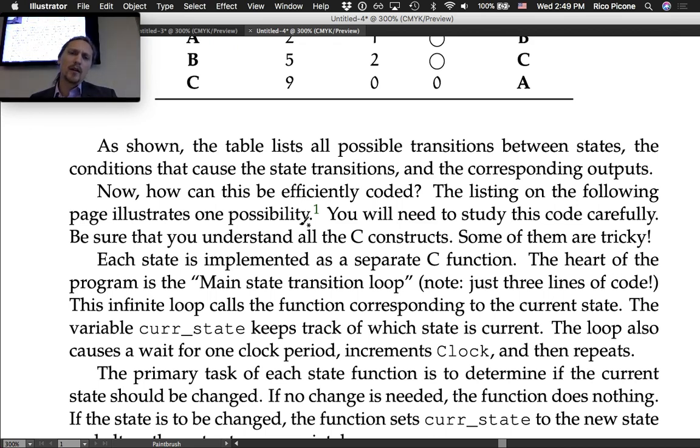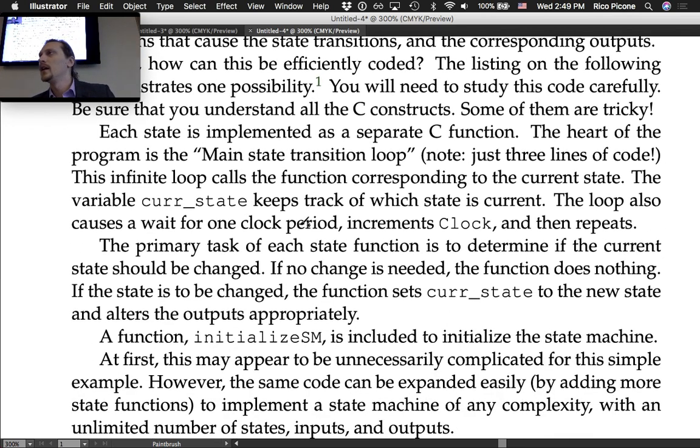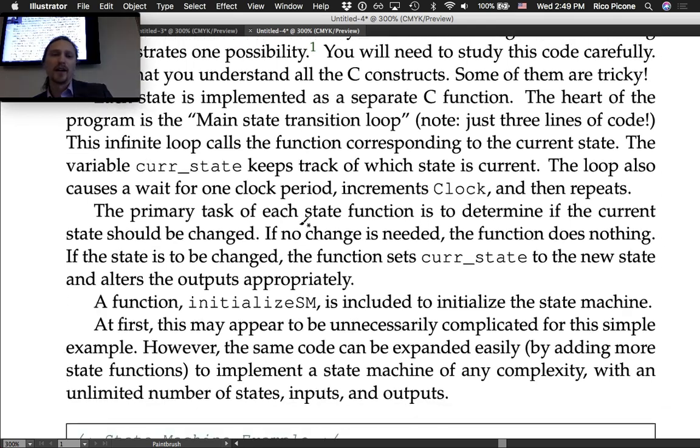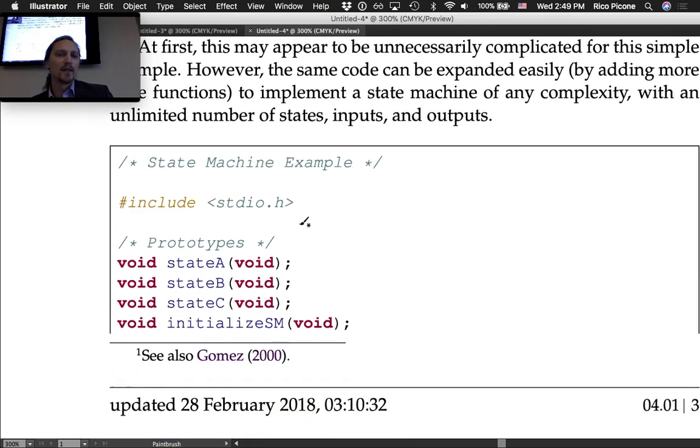So you will need to study this code carefully. We're going to look at this code in a minute. Be sure that you understand all of the C constructs. Some of them are tricky. This is just a description of the code listing, so I'm just going to walk us through the code listing and talk about it. We won't go through that explicitly.